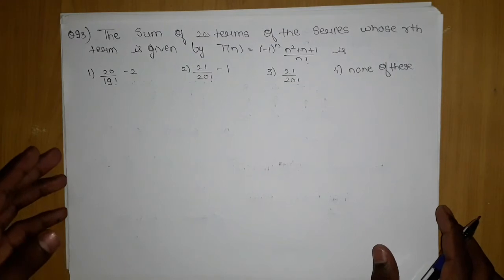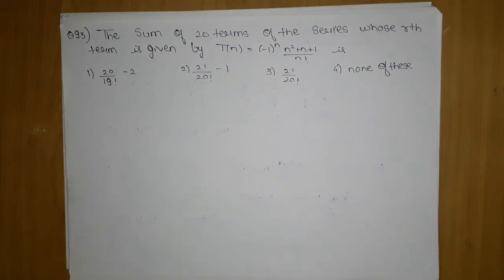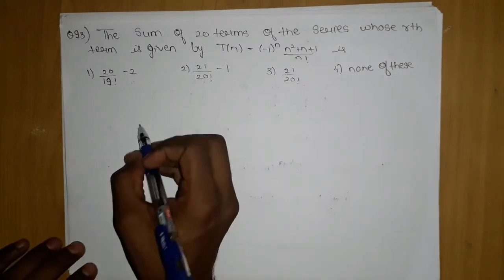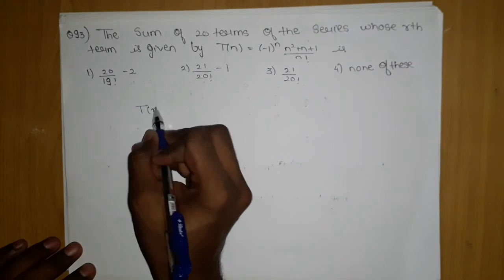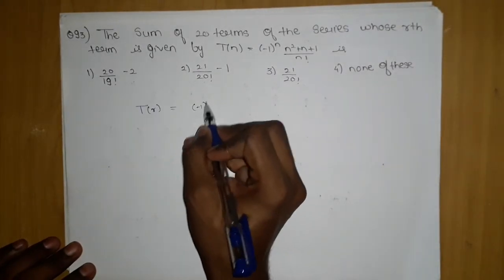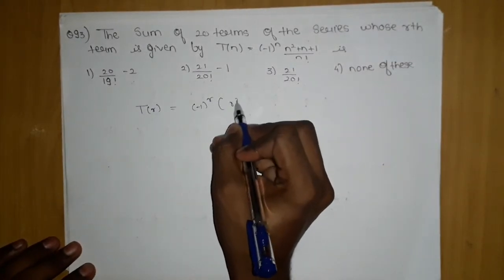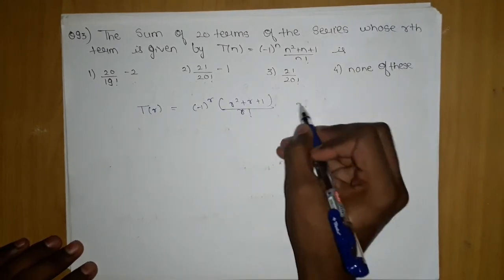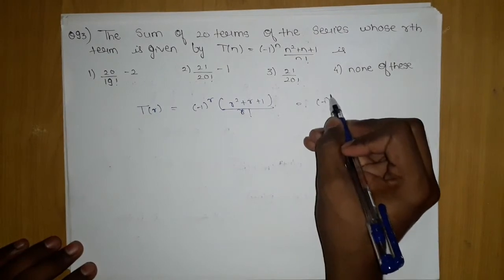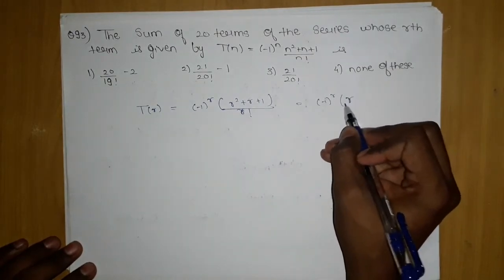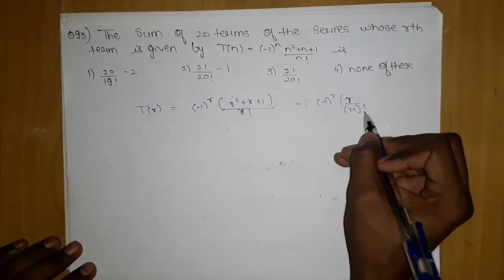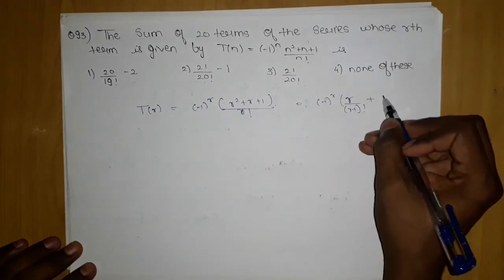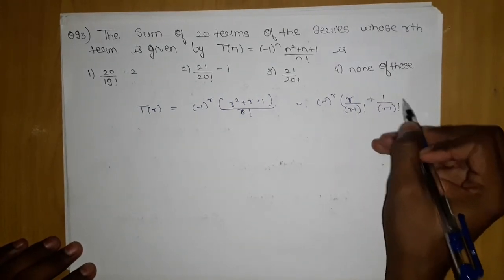The sum of 20 terms of the series whose nth term is given by Tn equals minus 1 power n, n square plus n plus 1 upon n factorial is... To solve this problem, I will consider TR. As I have told, we consider the problem mostly in TR only: r square plus r plus 1 upon r factorial. The r factorial will be divided into everyone, which will give me, here r will cancel, giving me r minus 1 factorial left here. 1 upon r minus 1 factorial will be left.